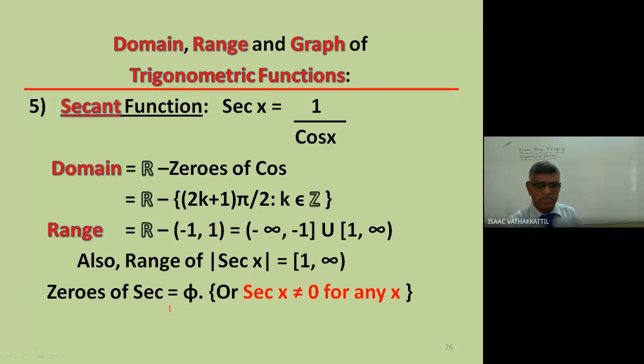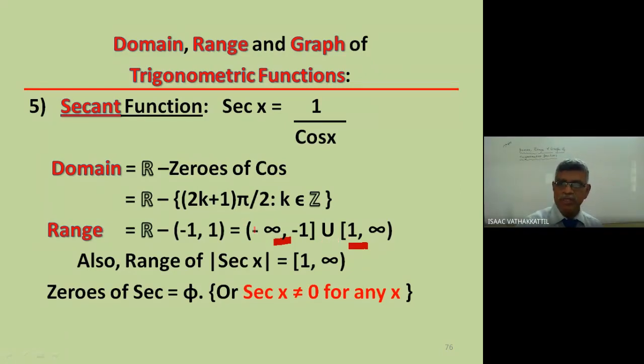Remember, the sec function can never be 0. Sec can never be equal to 0 for any value of x. It is obvious because, as I told earlier, sec x can be either less than or equal to minus 1 or more than or equal to 1. Sec x cannot be 0.5. Sec x cannot be 1 by 3. Sec x cannot be minus 1 by 4.